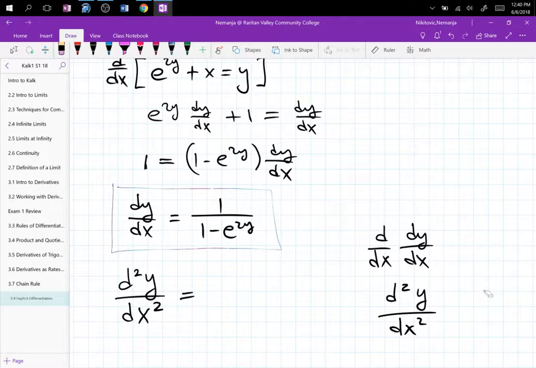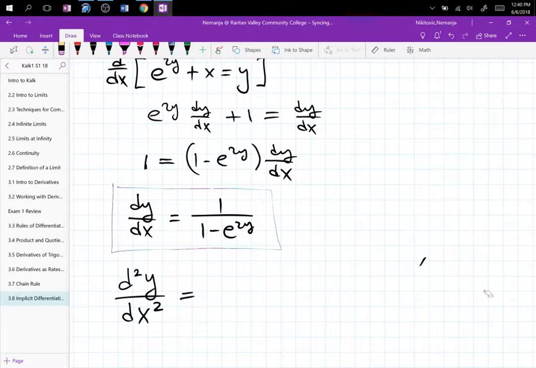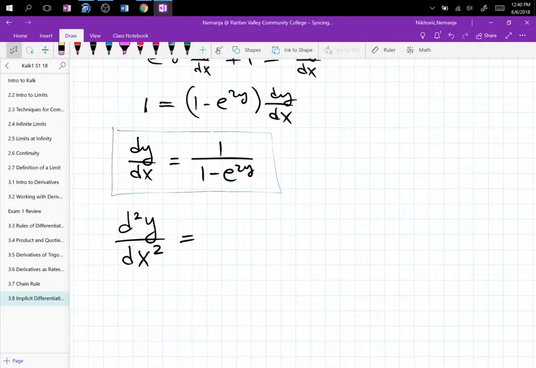Very good. So that was just explanation for the notation real quick. Now let's go and take this derivative. We have, well, pick your poison. Do you want the chain rule or you want the quotient rule?